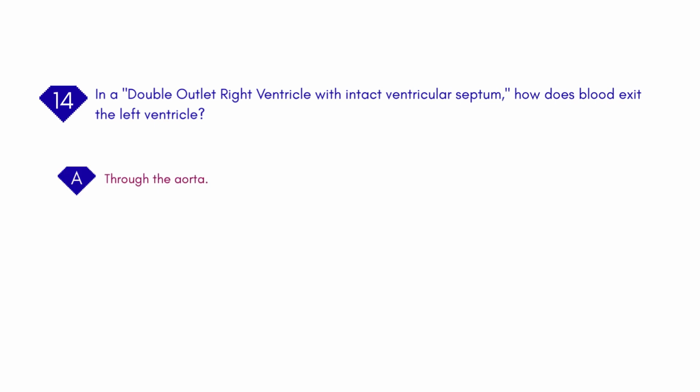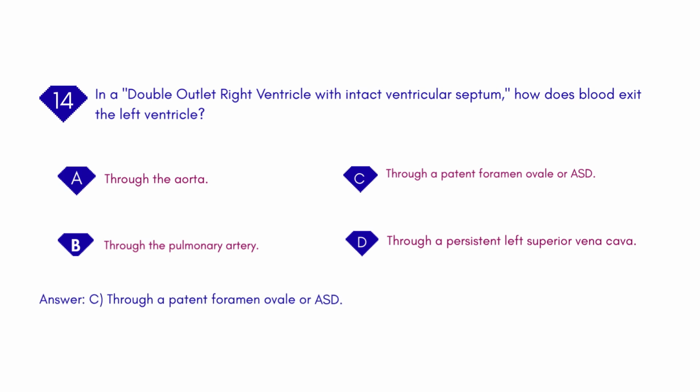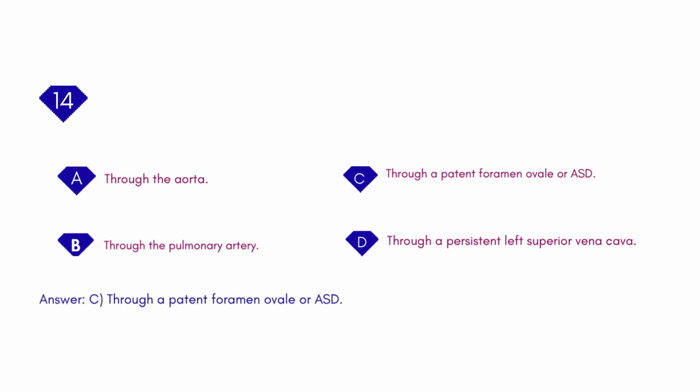In a double outlet right ventricle with intact ventricular septum, how does blood exit the left ventricle? A. Through the aorta. B. Through the pulmonary artery. C. Through a patent foramen ovale or ASD. D. Through a persistent left superior vena cava. Answer: C. Through a patent foramen ovale or ASD.